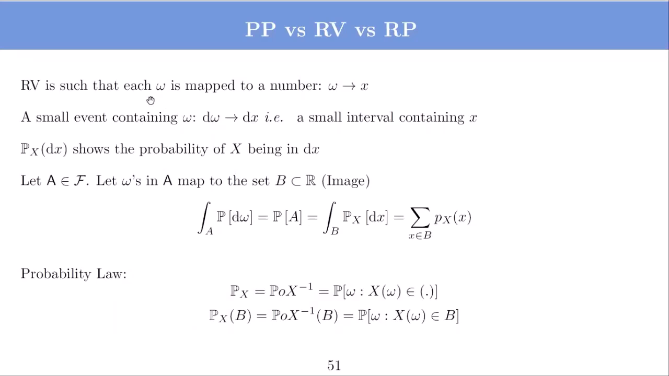So a random variable says that each omega is mapped to a number x, and a small event containing omega, which is d omega, is again mapped to a set dx, which is a small interval containing x. So if I take a small interval around omega and create a map, I get another interval dx, which contains x and a small other elements around it. So p(x) dx shows the probability of x being in dx, and that should be the same as the probability of the d omega which is mapping to this dx.